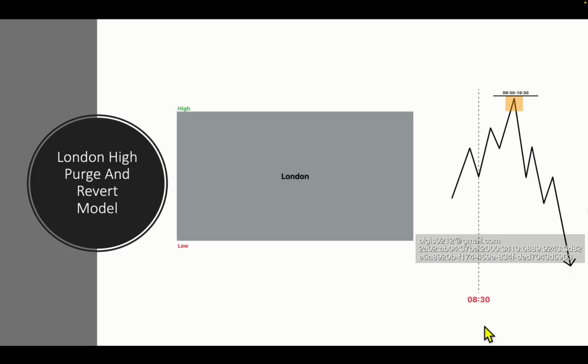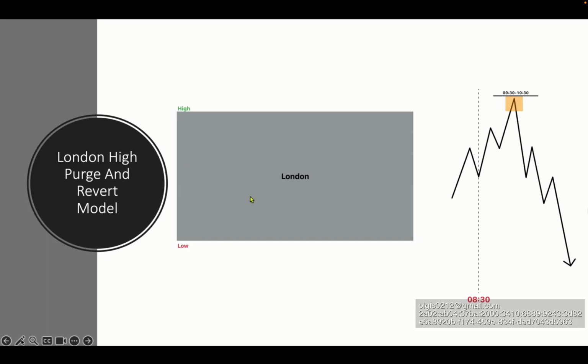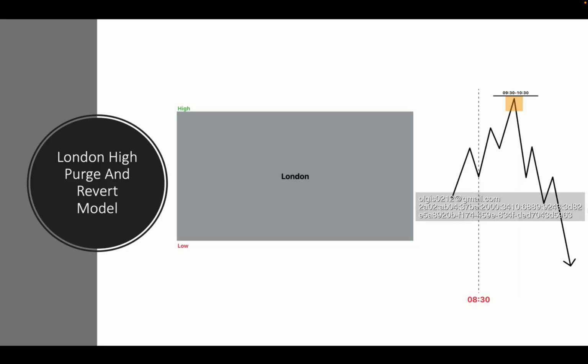So first of all, we're going to take a look at the London high purge and revert model. This model occurs when we have seen that London was going sideways, or was consolidating, I should say. We then see that the market begins to trade higher. We want to see that around 8:30 a.m. a leg higher begins, a run higher. 8:30 is a very important opening time during the AM session, and we will discuss in a bit why this is an important opening time.